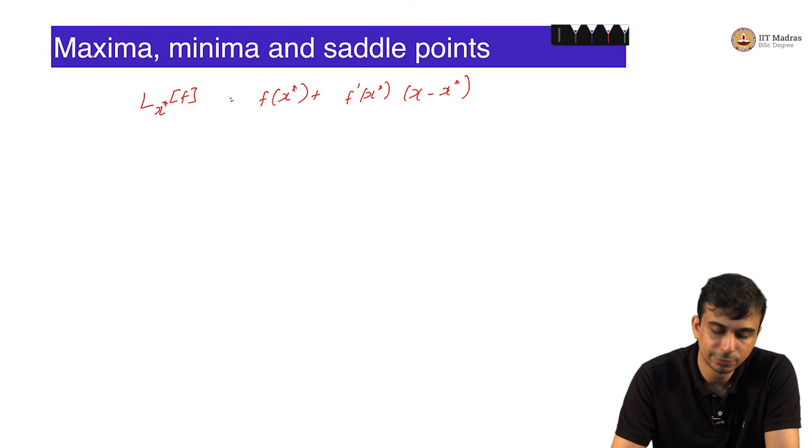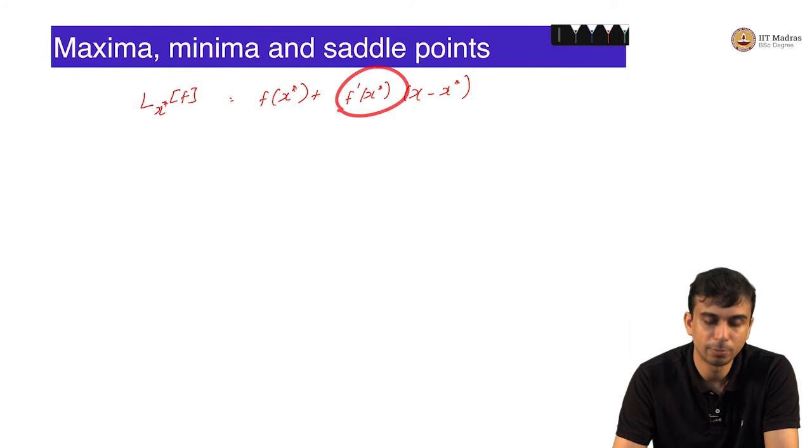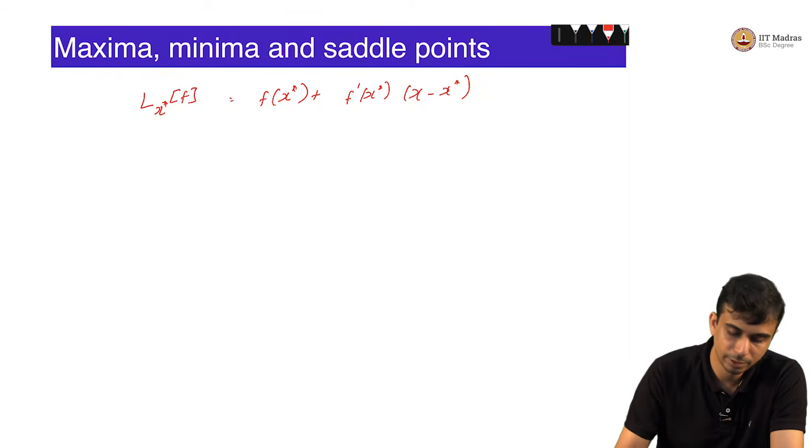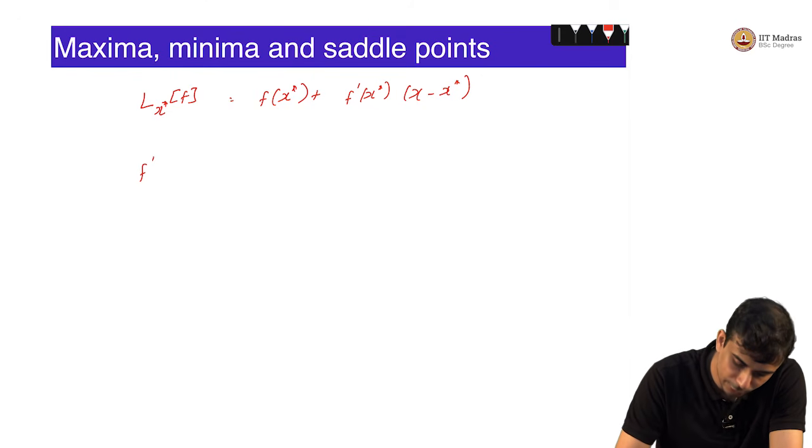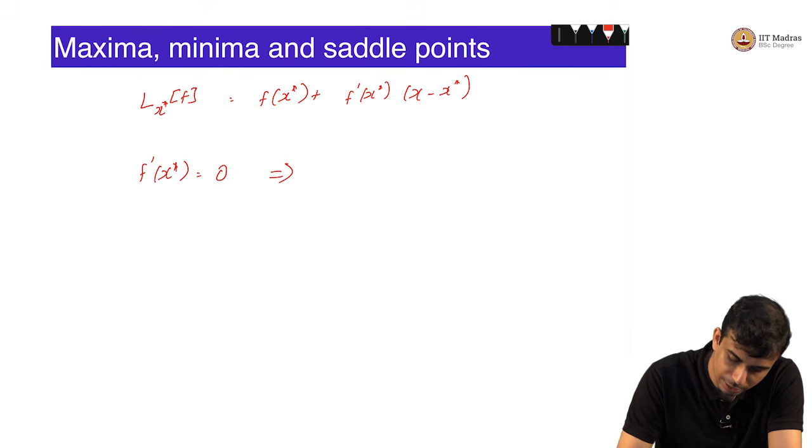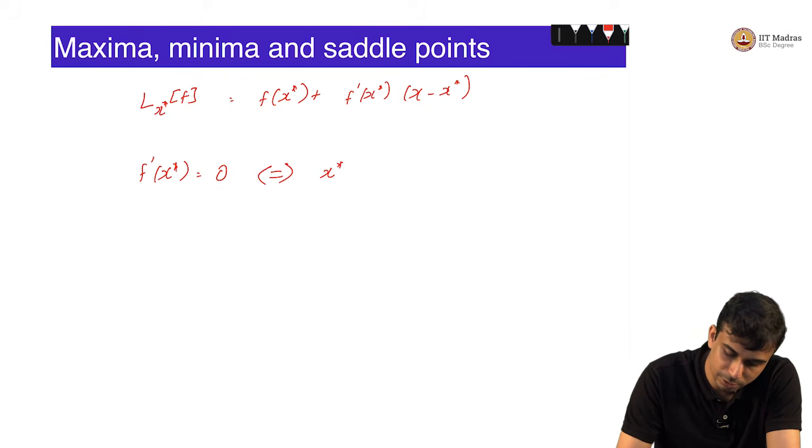For example, in the case of one dimensional functions f from R to R, f dash of x star equal to 0 means that the point x star is either a maxima or a minima or what is called a saddle point, right. But let us write down that first. F dash of x star equal to 0 is the definition for the statement that x star is a critical point of f.